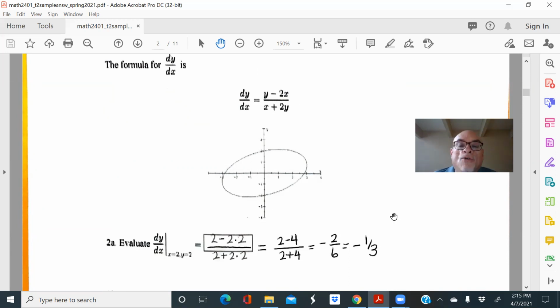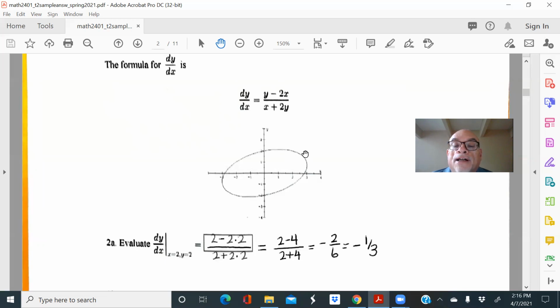1/3. So what that's going to tell us is, at the point (2, 2) on the graph, x equals 2, y equals 2, so right there at this point, apparently that point is on the graph of this ellipse, we know at that point the slope of that curve is minus 1/3. In other words, the tangent line is going to have slope minus 1/3. That looks like it's kind of plausible, right?